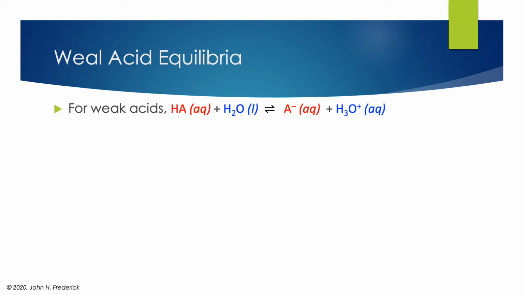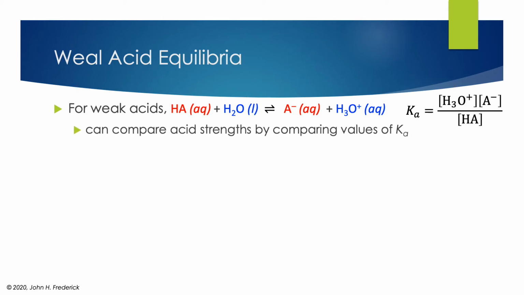So remember that a weak acid equilibrium looks like this, where HA is the weak acid and H2O, water, is functioning as the base in this particular reaction. So a proton is transferred from the donor HA to the acceptor H2O to make the conjugate base A- and a hydronium ion. Now the equilibrium constant for this is Ka, and it's defined as the product of the hydronium ion concentration times the conjugate base concentration divided by the undissociated acid.